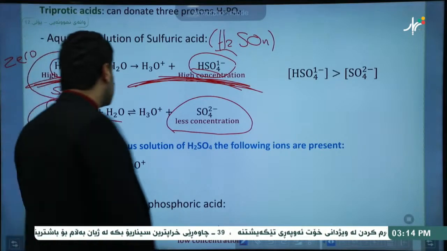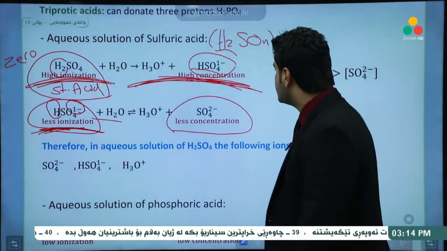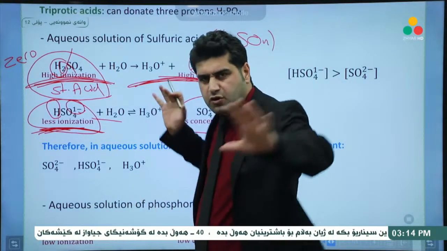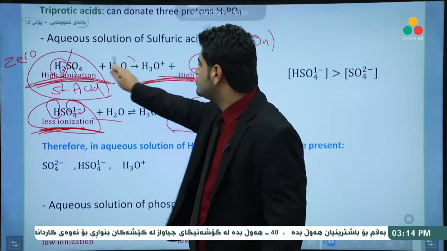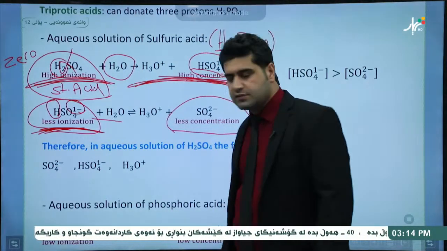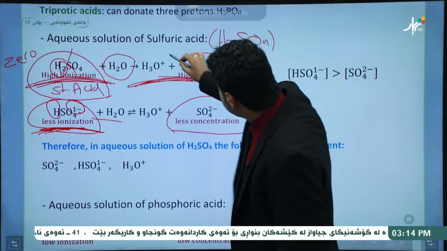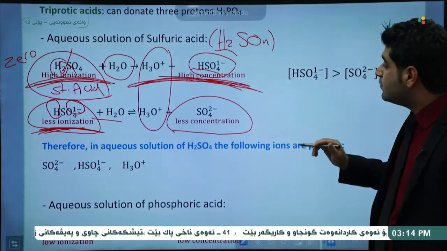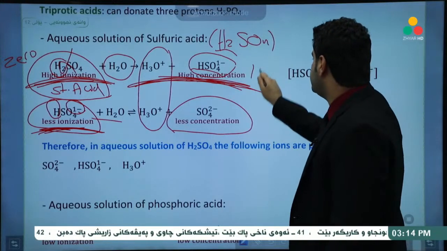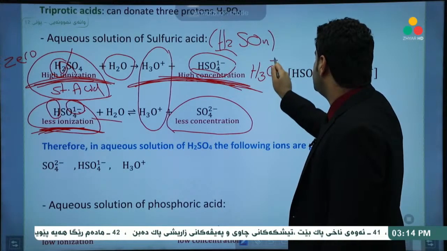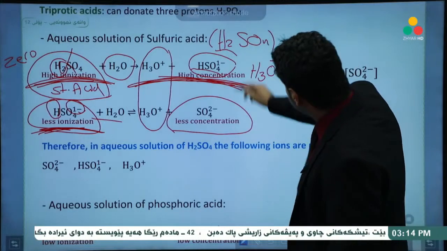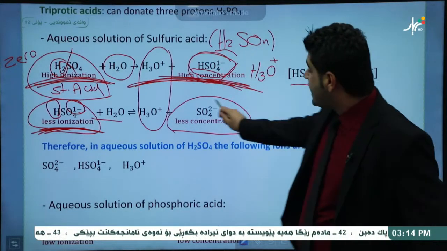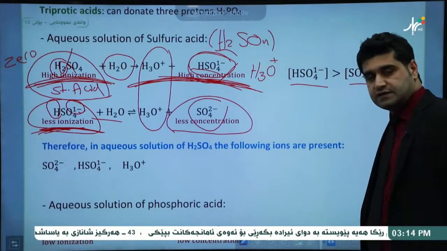So you see that now, in the aqueous solution of H2SO4, how many particles do we have? Well, H2SO4, no. It will be destroyed by 100%. H2O is not our concern, it's not our goal because it's the solvent. So we get H3O in both steps. And after that, we have HSO4. And then we have SO4 -2.